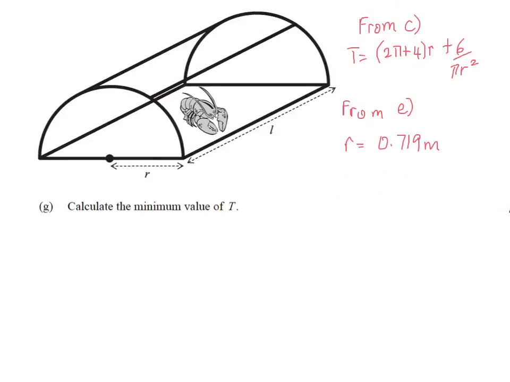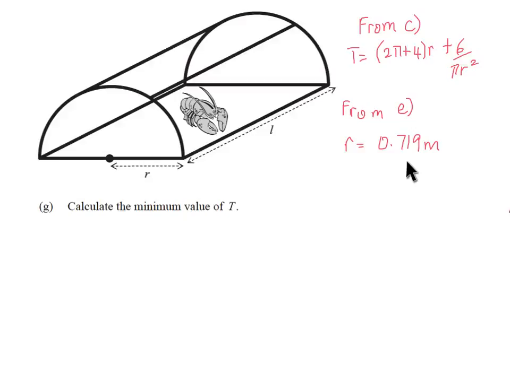Okay, so finally we're at the last part of the question when they want the minimum value of T. So I'm super excited here. We're almost there. Okay, so from part C, we learned that T was equal to 2 pi plus 4 times r plus 6 over pi r squared. They actually gave this to us. This isn't even something that we had to find. So we were given this expression, this equation, and in our part E, we found that the r that gives us the minimum T is 0.719.